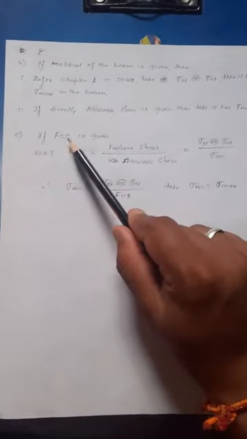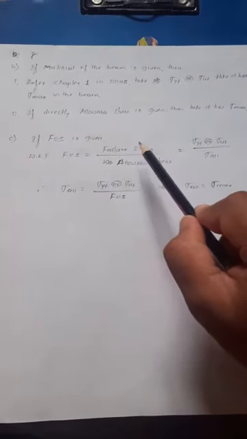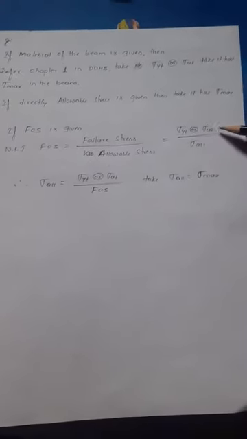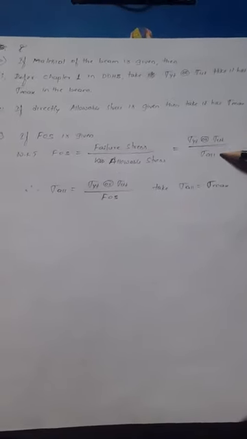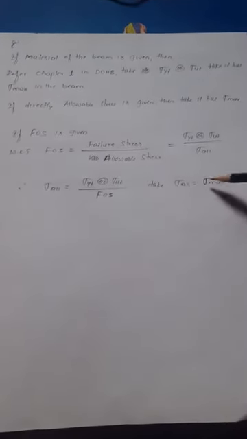The last variety of problem is if the factor of safety is given. We know the factor of safety is equal to failure stress by allowable stress. The failure stress may be yield stress or ultimate stress. Then calculate the allowable stress using this formula, then take the allowable stress as the maximum. Then solve the problem.